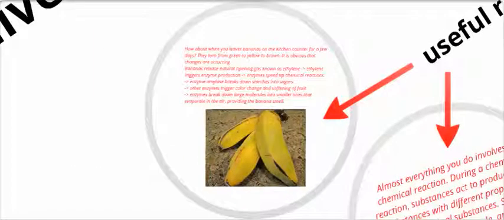So how about when you leave bananas on the kitchen counter for a few days? They turn from green to yellow to brown, and it is obvious that changes are occurring. Bananas release natural ripening gases known as ethylene. Ethylene triggers enzyme production, and enzymes speed up the chemical reactions. So the enzyme amylase breaks down starches into sugars. Other enzymes trigger the color changes and softening of the fruit, and enzymes break down large molecules into smaller ones that evaporate in the air, providing us the banana smell.